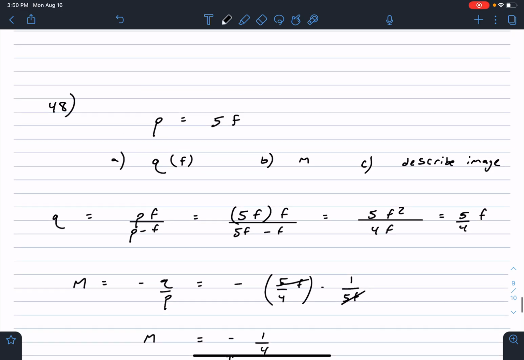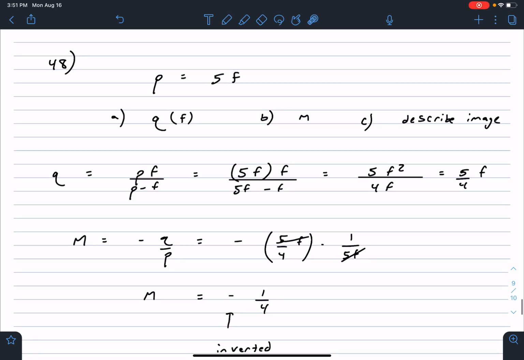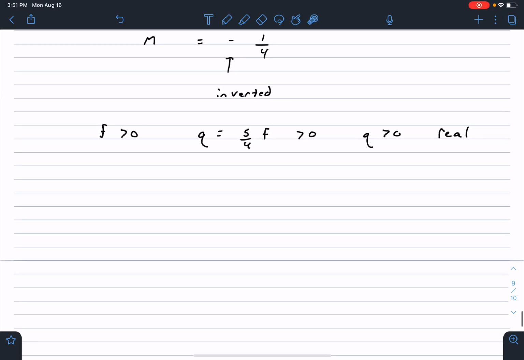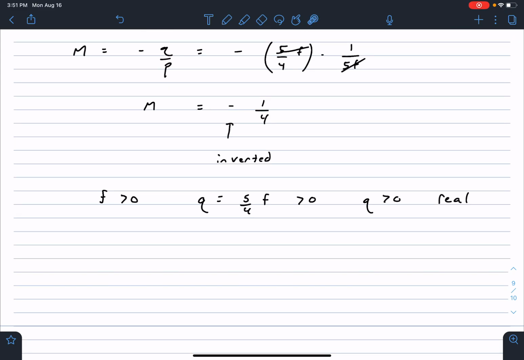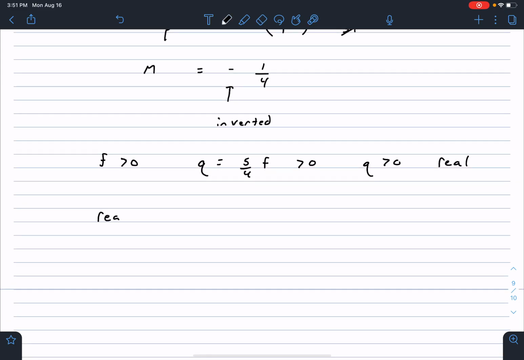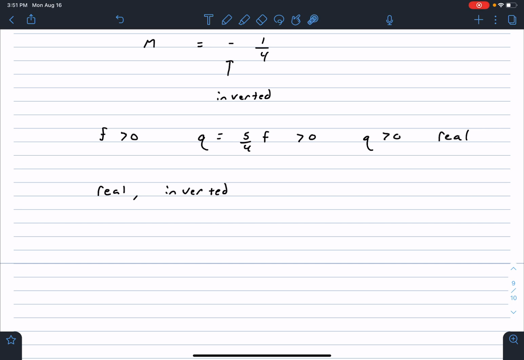Now I'm already on part C, right? We solved for Q, we solved for M, which is negative 1/4, and now we're describing it. So it's real, it's inverted, and looking at the table for lenses, noting that a Q with a value greater than 0 is going to put it behind the lens, so this is going to be behind the lens. So that's everything we were asked to do for that problem.